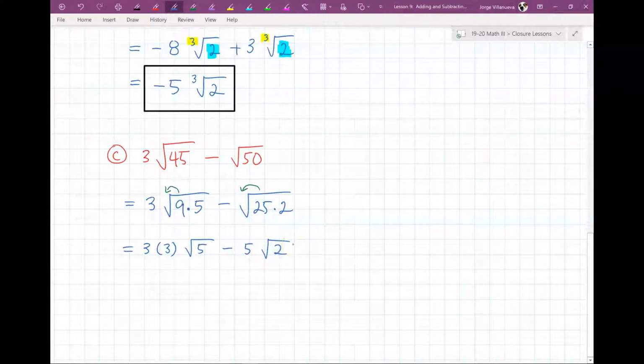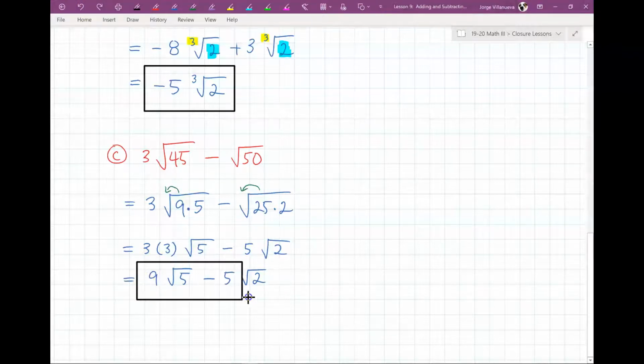Okay, so 25 radical 2. Now let me simplify here. This is 9 radical 5 minus 5 radical 2. Now you'll notice the indexes match. That's an index of 2 and 2, but the radicands do not. So that means that I can't add these together. So if I can't add them together, then all I did was simplify them, which is okay, and I put them in their simplest form, and there's my solution.